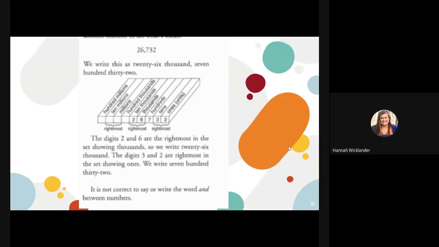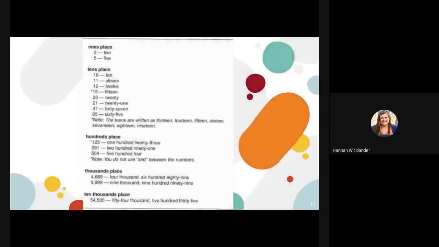So here we have 26,732. What this is explaining is to not use the word and. Some people say "26 thousand and 732," but when we're writing them out, you don't use the word and. You never use and when you're writing things out. So here are just common words and their written forms, so that if you need help, it's there.